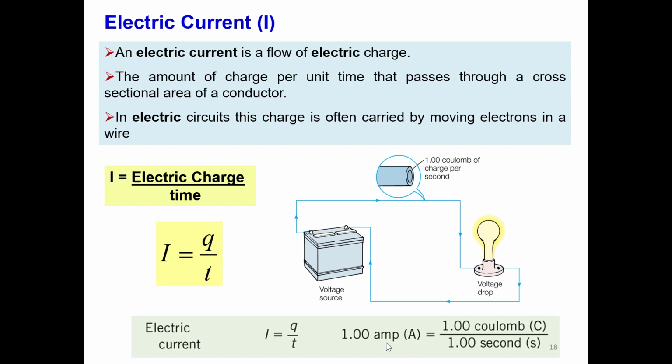Both abbreviations are right, ampere or A. Then the unit for current is ampere, and 1 ampere or 1 amp equals 1 coulomb divided by 1 second, or 1 coulomb per second.